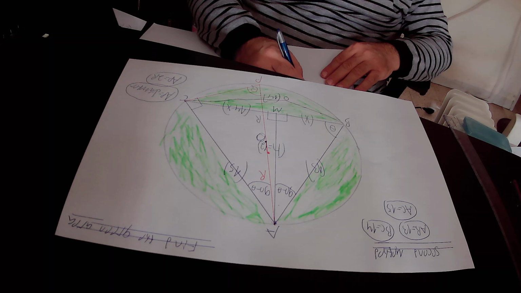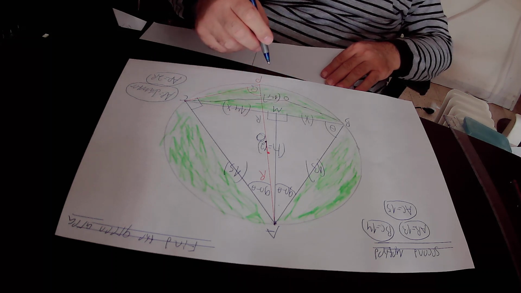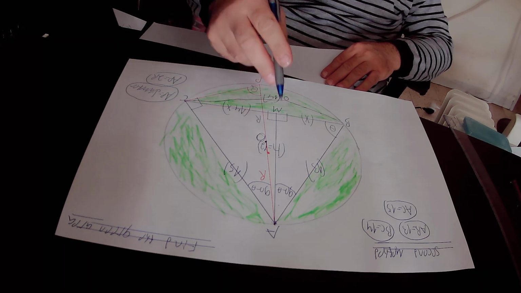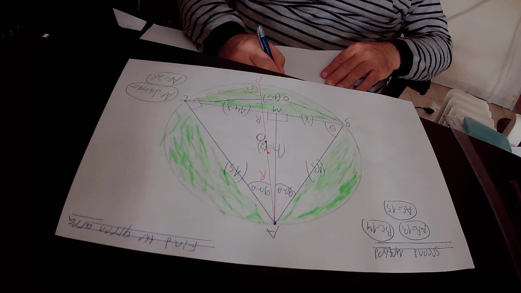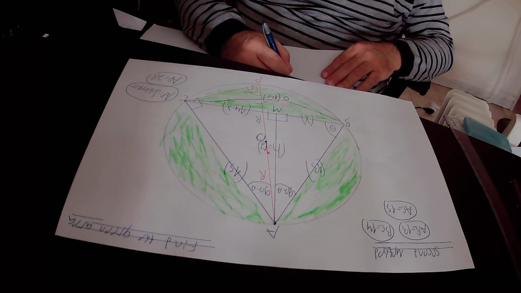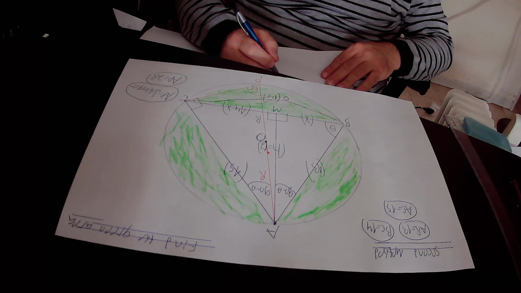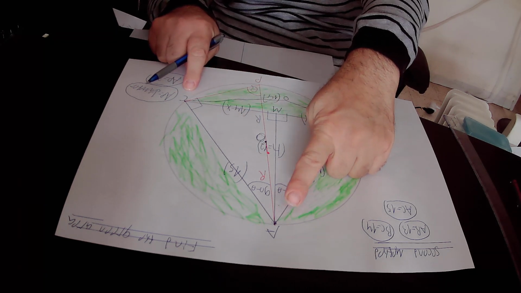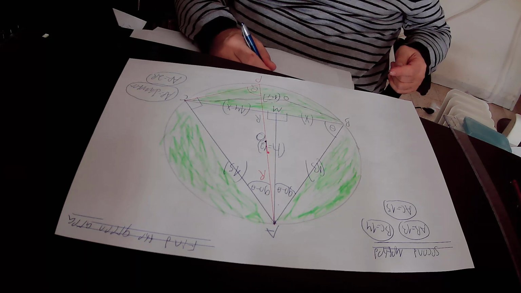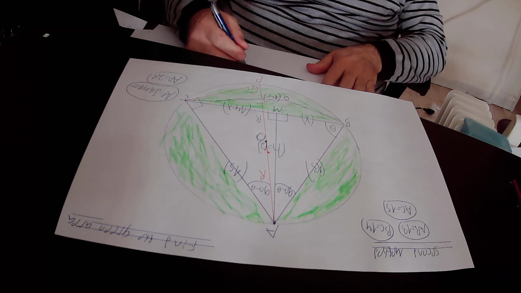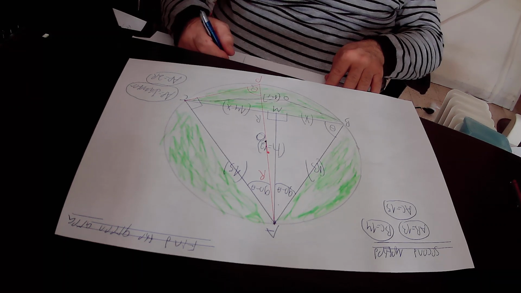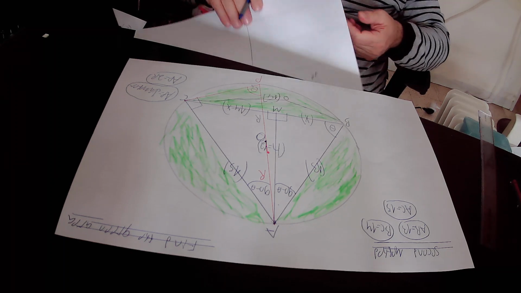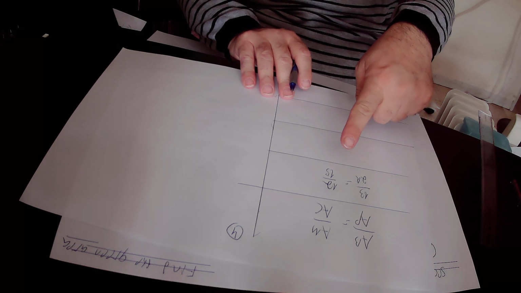AB is 13, over AP, which is 2R, the diameter of the circle, is equal to AM, which is 12, over AC, which is 15. Here AC is 15. So the conclusion is that 13 over 2R equals 12 over 15.